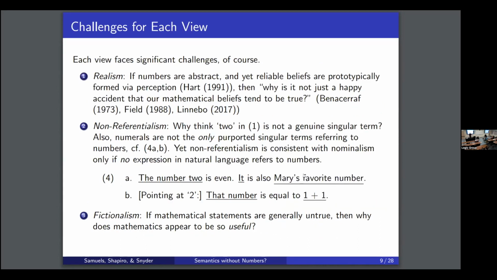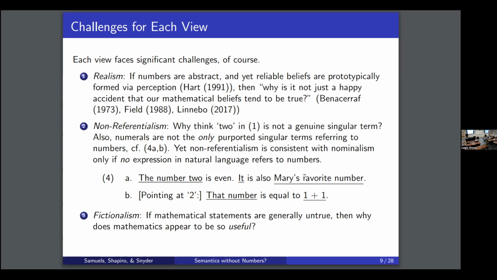Okay. Now, each of these views, of course, also faces serious challenges, hence why they are among the major views within the philosophy of mathematics. If they didn't have any challenges, there'd be nothing to argue about here, I guess. So the major challenge for realism is one that will be familiar to you if you know anything about the philosophy of mathematics. It was made famous by Paul Benacerraf. Øystein Linnebo calls it the integration challenge. If numbers are abstract and yet reliable beliefs are prototypically formed via perception, then, to quote Øystein, why is it not just a happy accident that our mathematical beliefs tend to be true?